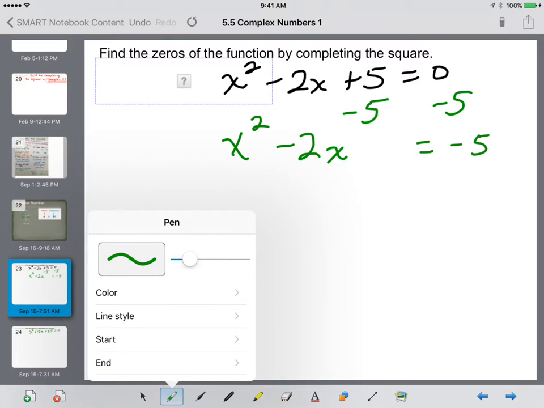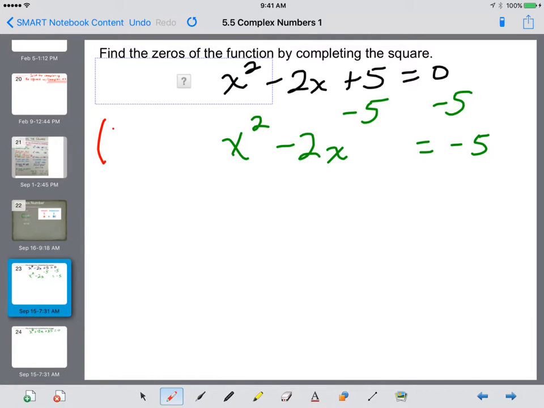So to complete the square, I'm going to change colors here, we need to take -2 divided by 2 and square it. That is going to give us 1. So we are going to add 1 to both sides of the equation. Okay, what we do to one side, we have to do to the other.